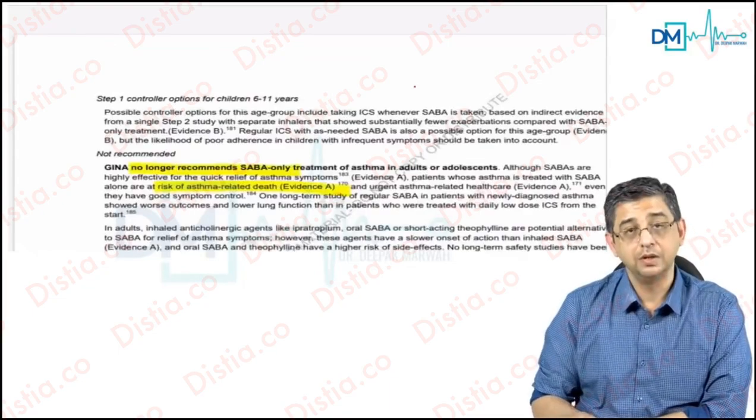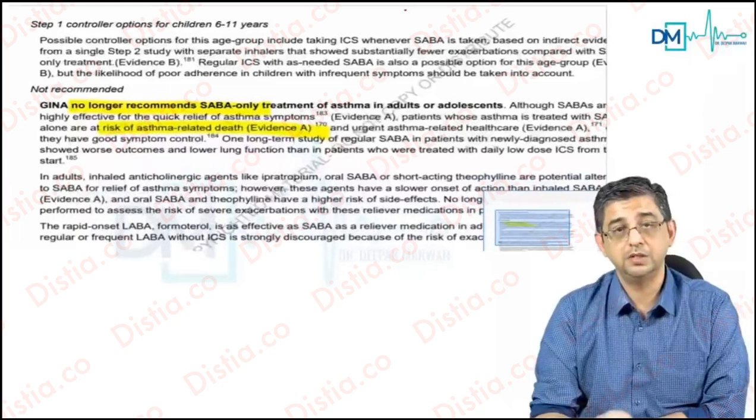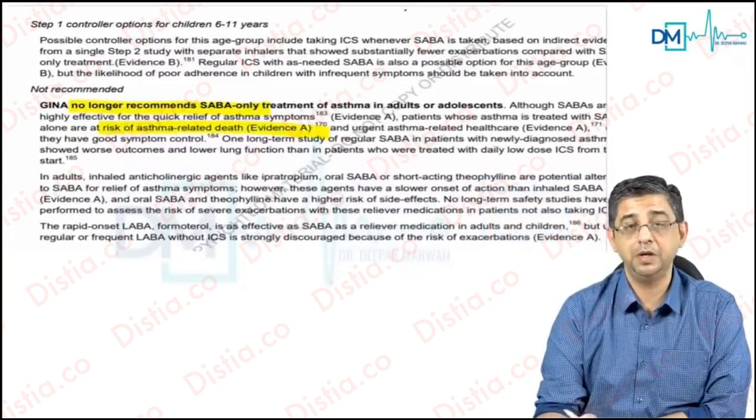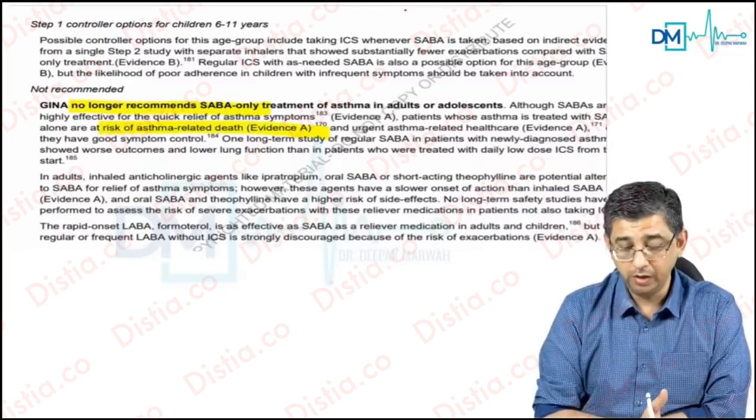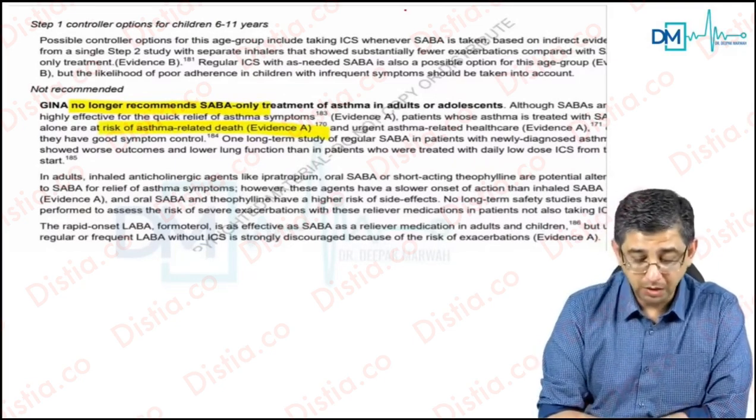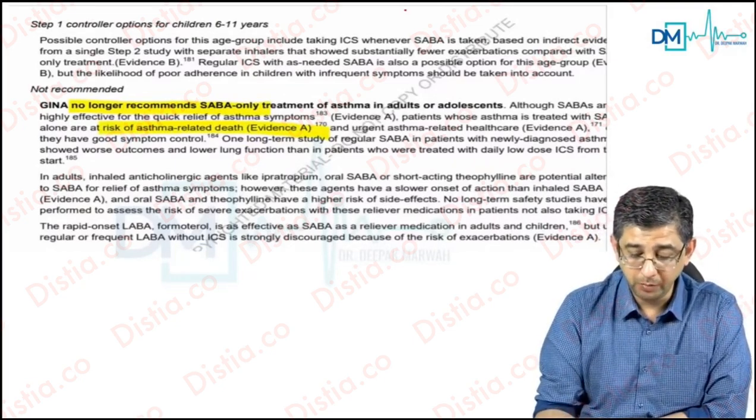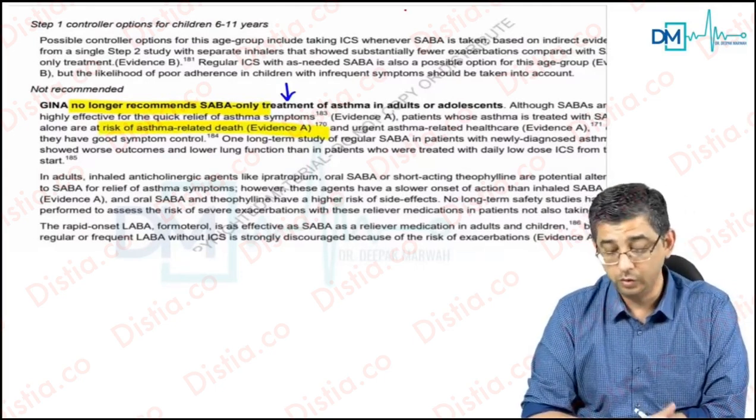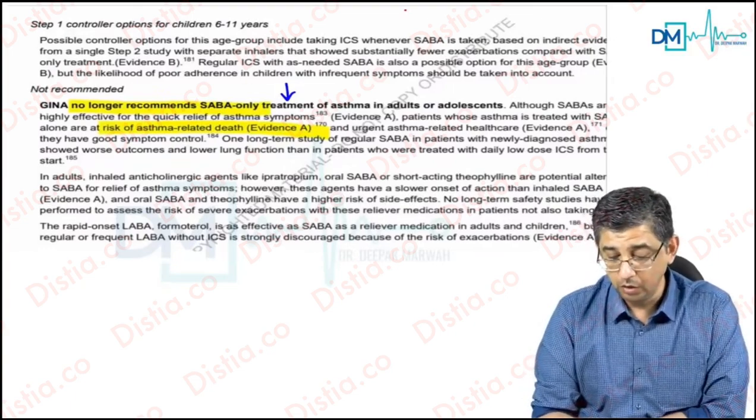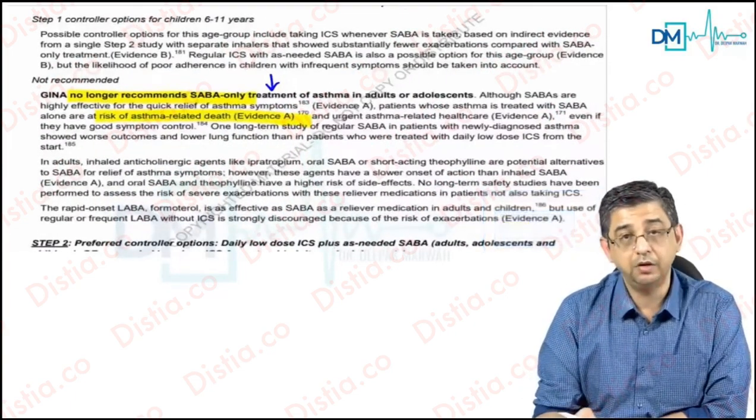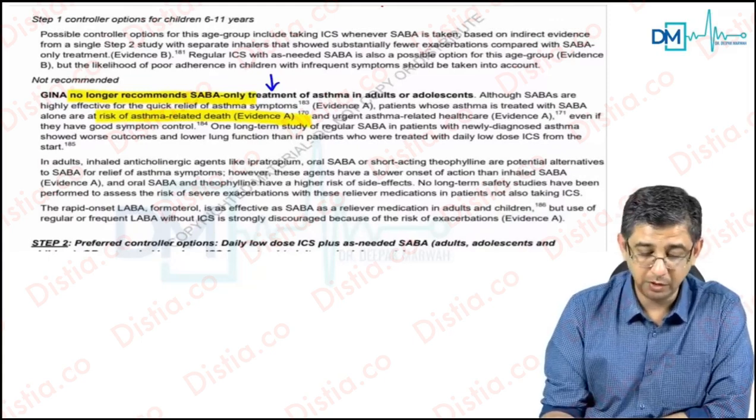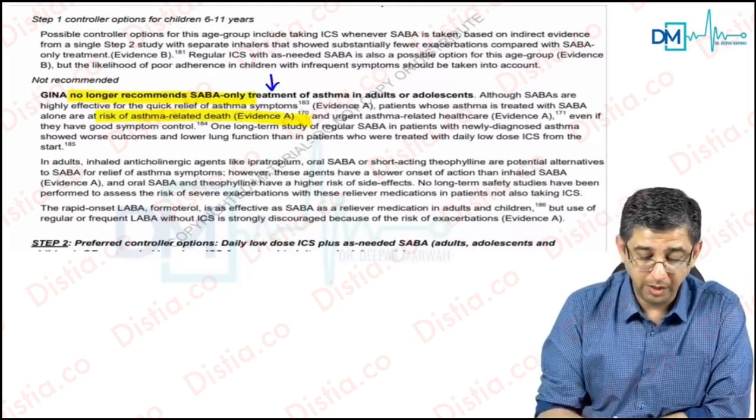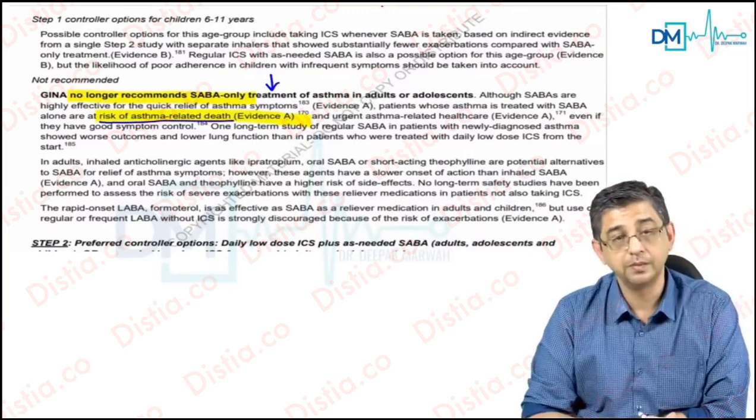I repeat the information. It was documented in the books that the best drug for acute attack of asthma is SABA, that is short-acting beta-2 agonist, period. That is what I was teaching, that is what I have learned, that is what I've taught your seniors. But look at what the current update says. It says GINA does not recommend SABA-only treatment of asthmatics. Looks very surprising. It says, although SABA is highly effective for quick relief of asthma symptoms, evidence A, patients whose asthma care is performed with salbutamol alone are at increased risk of asthma-related deaths.